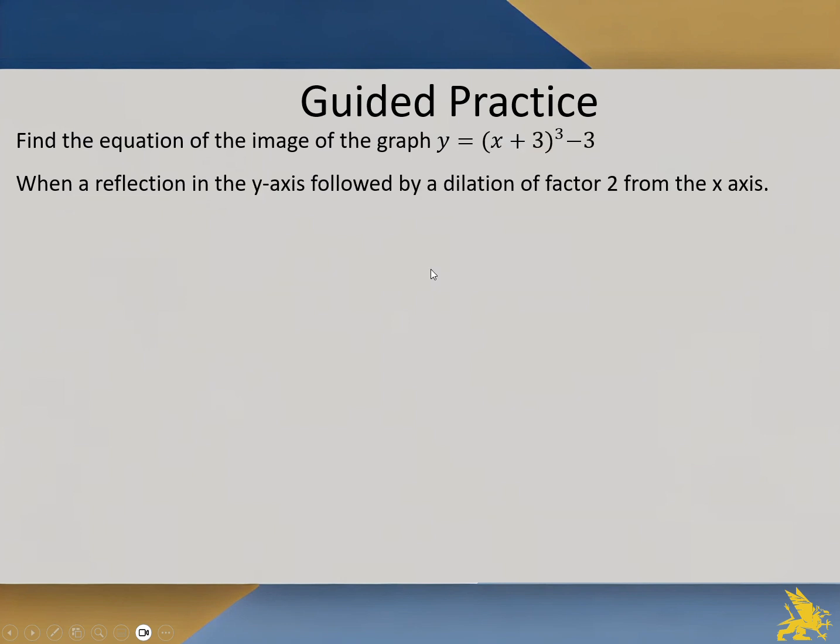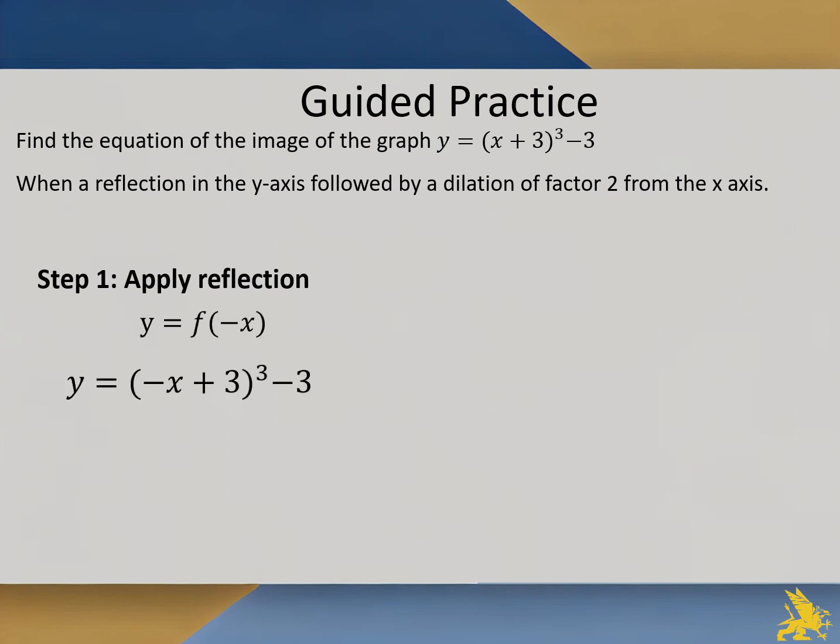Let's have a look at the final question where we've got: find the equation of the image of the graph of y is equal to (x plus 3) to the power of 3, take away 3, when it's reflected in the y-axis followed by a dilation of factor 2 from the x-axis. So we're going to apply reflection in the y-axis, which means the x turns negative. That's the first step. The second is we're doing dilation. And a dilation from the x-axis means all of our y value is going to be times by that 2.